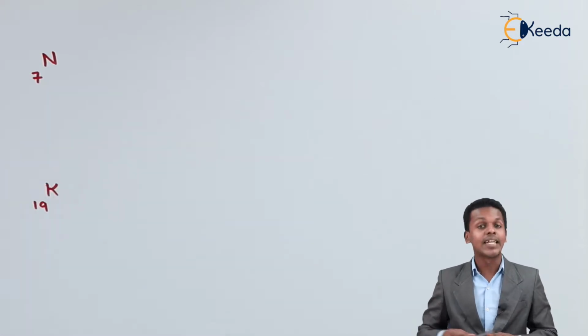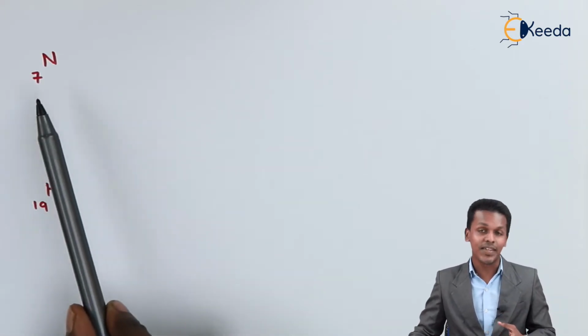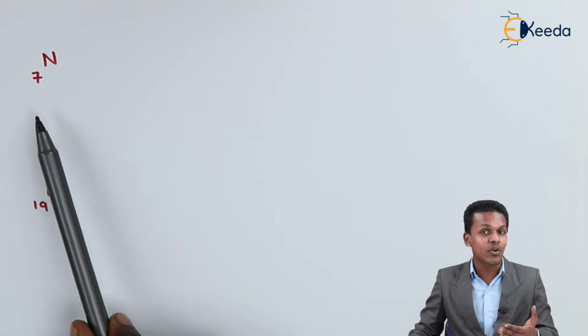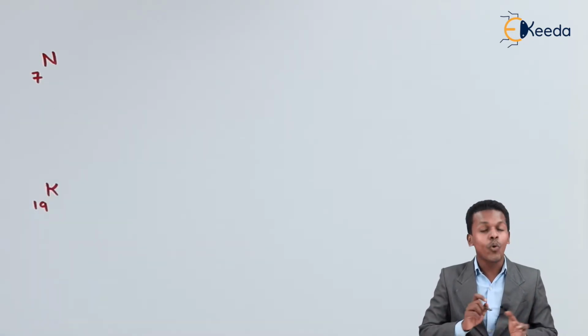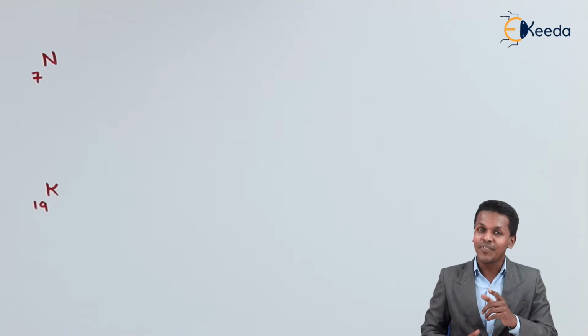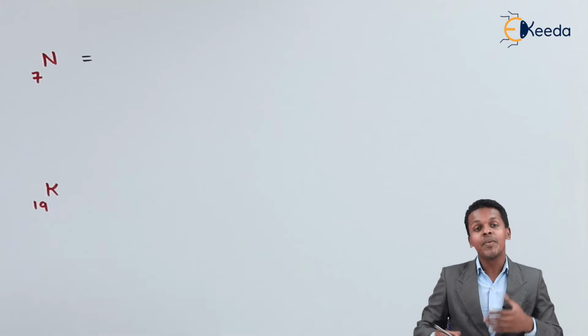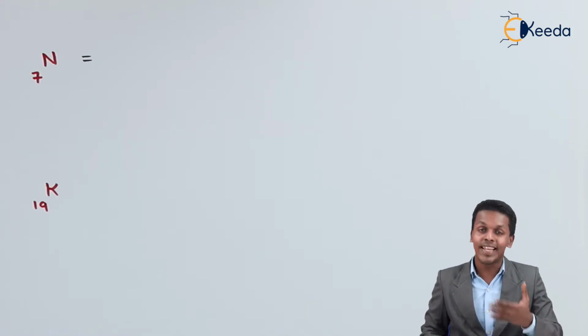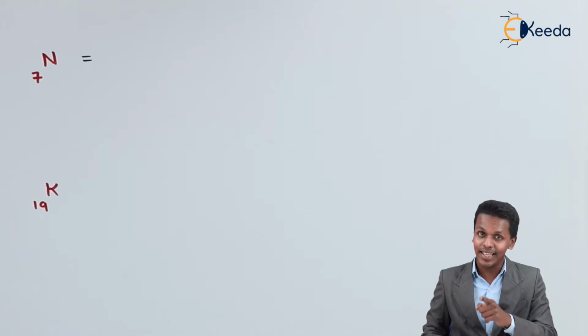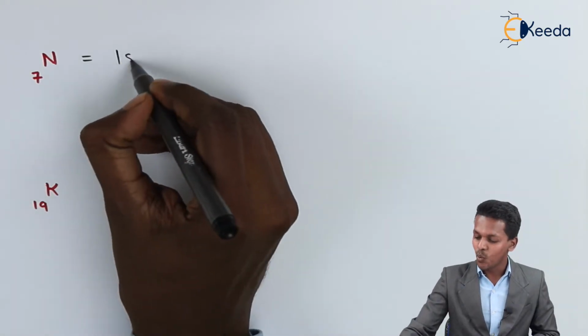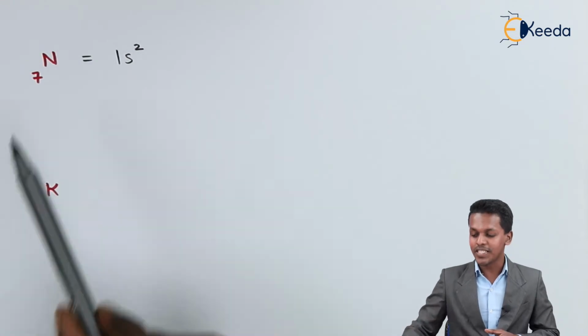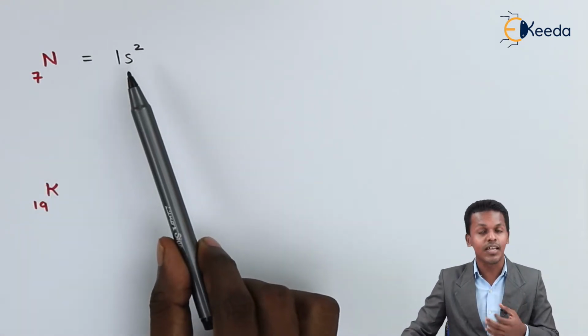Here we have nitrogen, which has an atomic number of 7. That means it consists of 7 electrons as well as 7 protons. So how can we write the electronic configuration? For that we have to remember Aufbau's principle. Here the electrons will be filled first in the first orbit, which consists of the s subshell, and the s subshell consists of an orbital which can accommodate only 2 electrons. That's the reason we write it as 1s2, and out of 7 we have filled 2 electrons, so the remaining are 5.